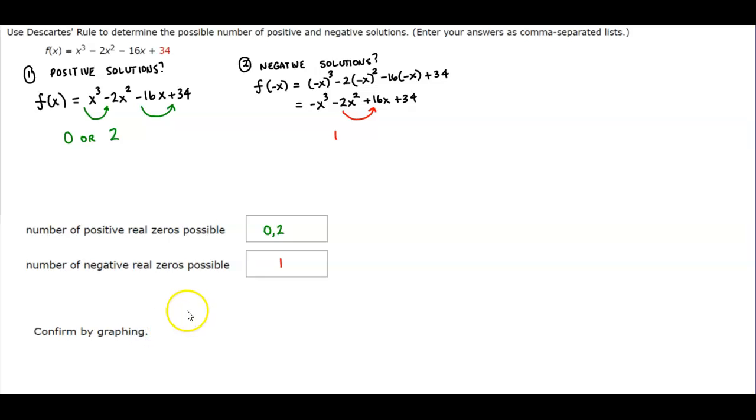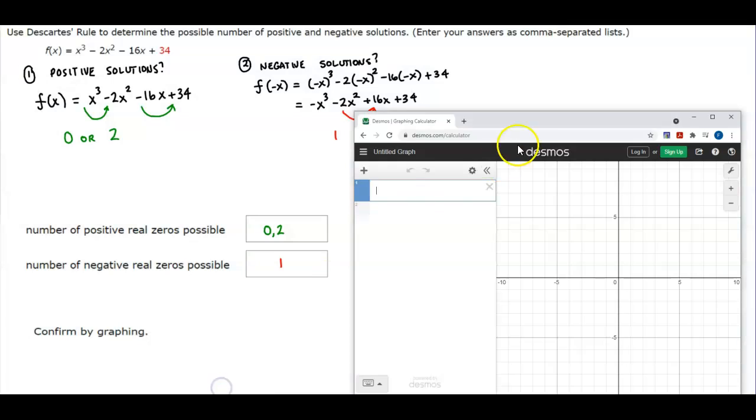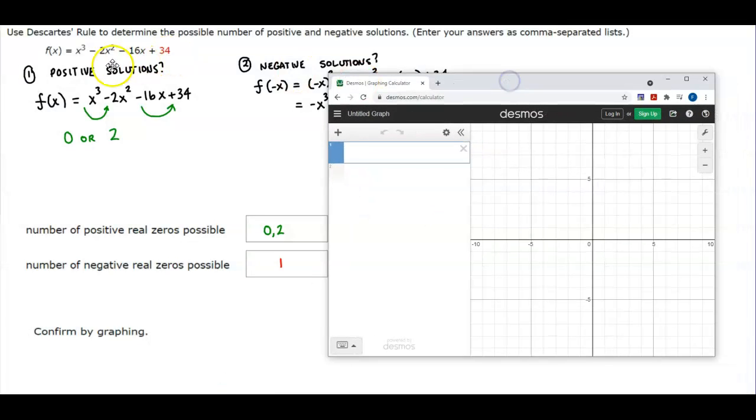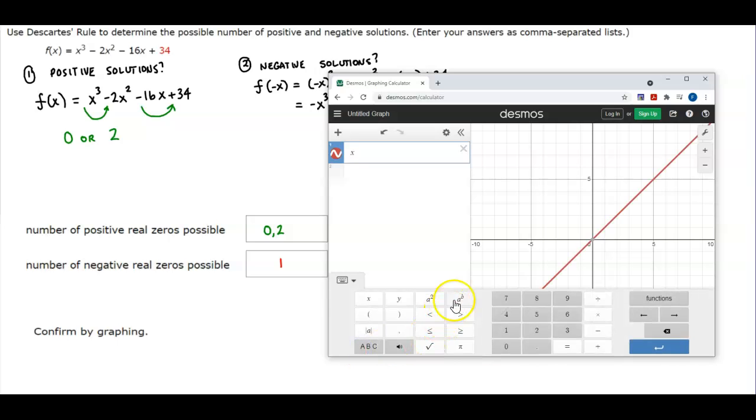So now what we want to do is confirm by graphing. So let's go ahead and use our Desmos calculator here, and we're going to plug in this function. So we're going to put in x, and then we're going to cube it, and then minus 2x squared, and then minus 16x, and then plus 34.